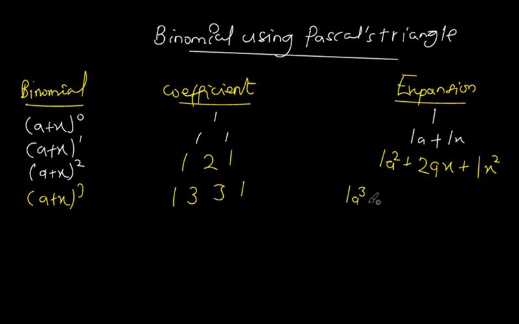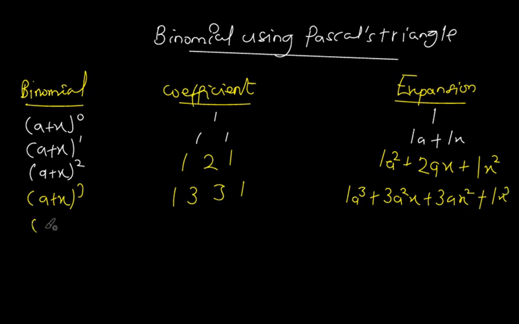1a power cube plus 3a. Now the power will decrease by 1 to 2. Then we have x plus another 3a. The power will decrease from 2 to 1. Then at the x, the power will increase. Then plus 1 x raised to the power 3.